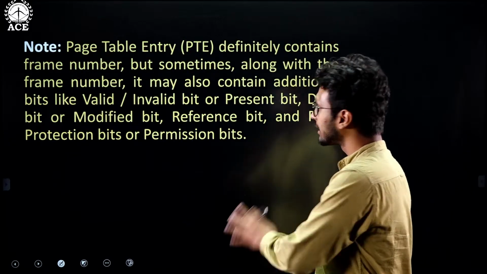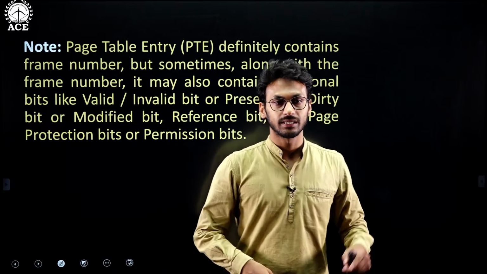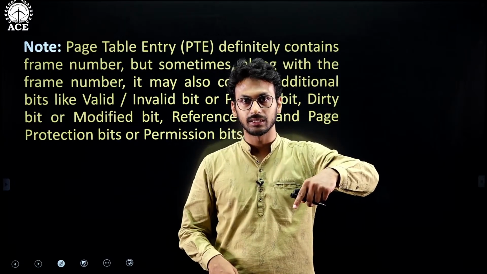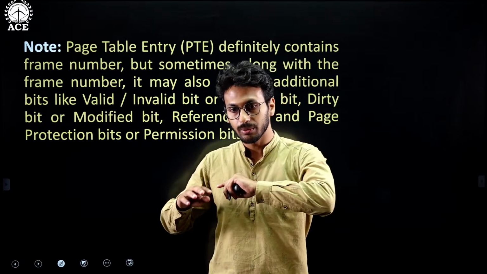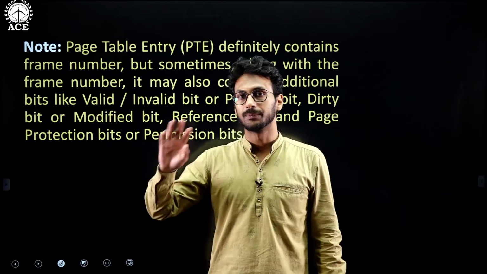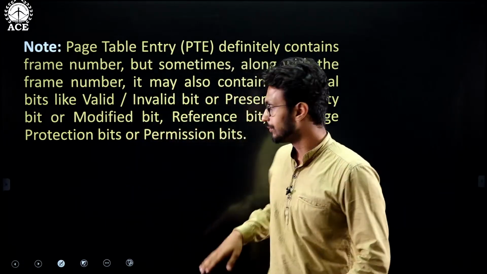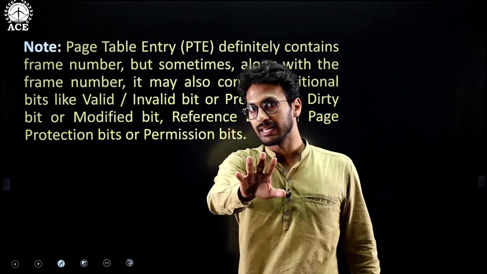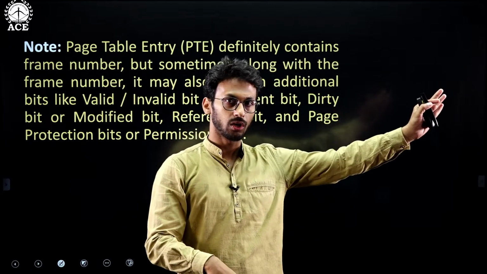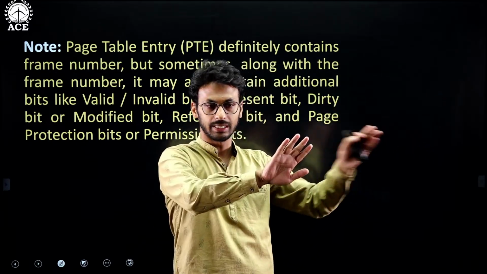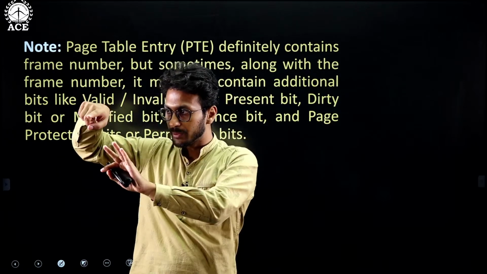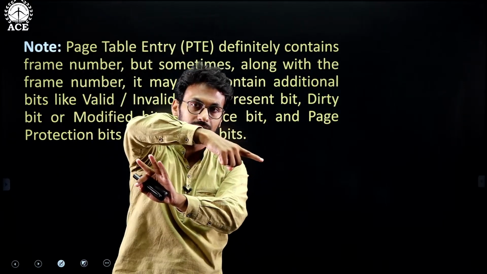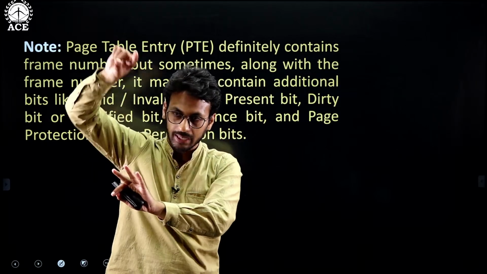The page table entry definitely contains the frame number. In that page table entry, there will be a frame number, isn't it? But apart from the frame number, there will be other things as well. See the page table we drew here. In all the diagrams which I have drawn, here I have drawn the logical address space, here the physical address space, here the page table. The page table points to the physical address space, isn't it? It means that the frame number has to be present.